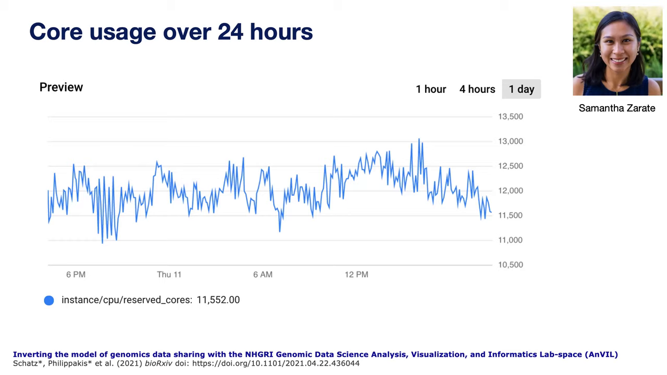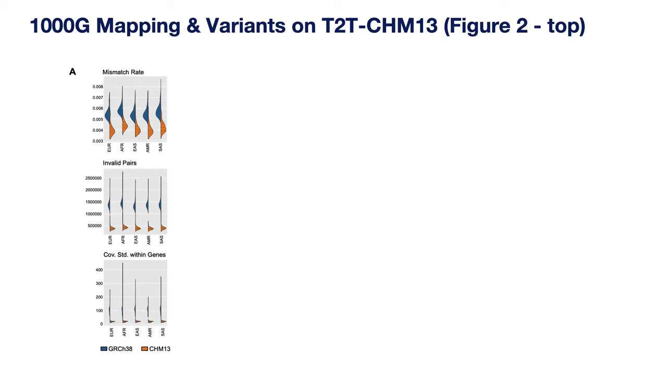Now, the first thing we did was we took these reads and mapped them to the genome. The first thing you do is look at basic properties of how well these reads map to the new reference genome compared to the old reference genome. The first major interesting result was that these reads map much better to our new reference genome across all populations: Europeans, Africans, East Asians, Americans, Southeast Asians. We saw that the number of mismatches that you observe actually goes down.